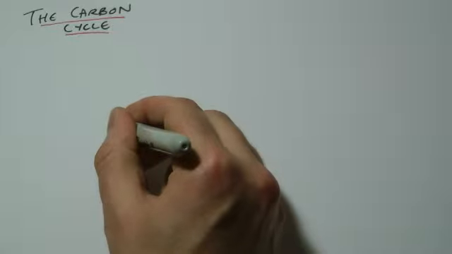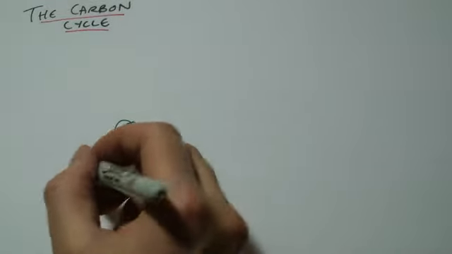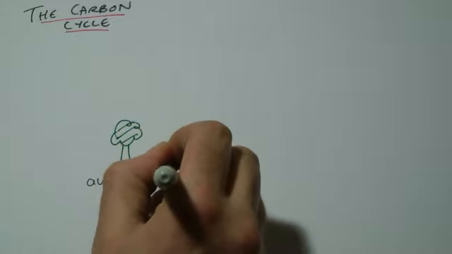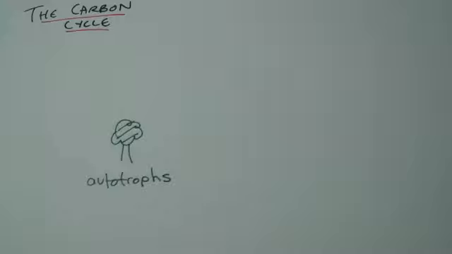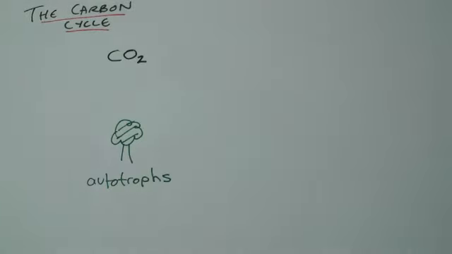So this is the carbon cycle. Probably best to start off in terms of plants. Now, plants are what we would call producers, more particularly autotrophs, which means that they produce or make their own food. How do they do that? Well, in order to do that, they use carbon dioxide.